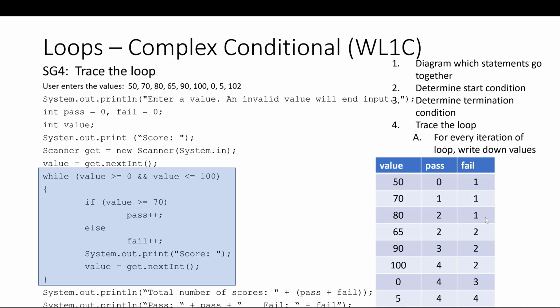We now do the last two statements, which is to print the total number of scores, which is pass plus fail, which is 8, with the number passing 4 and the number failing 4. That is the end of this worked example.